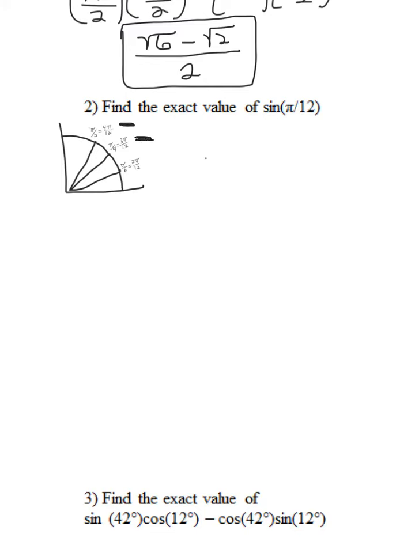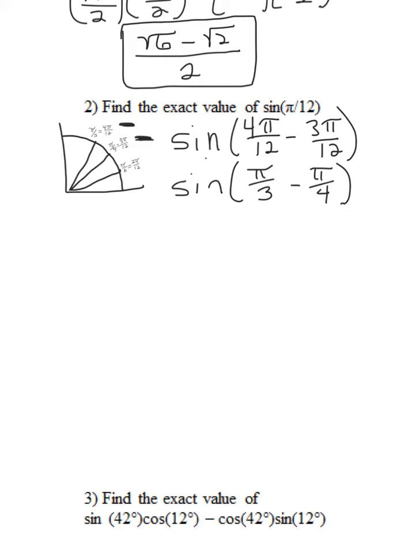So let's go ahead and write those down. Okay, so we can write this sine of pi over 12. We can write it as 4 pi over 12 minus 3 pi over 12. Another way we can write this is using our original angle measurements, pi over 3 minus pi over 4.